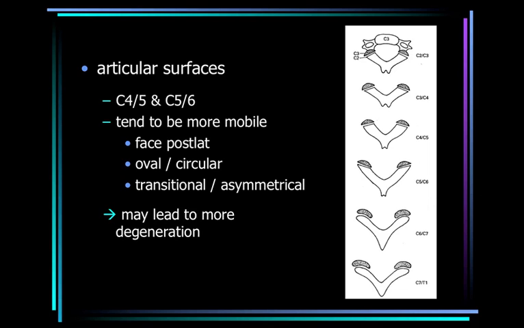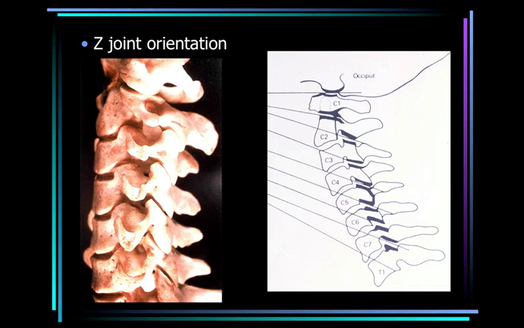As well as being different in shape, the articular surfaces are also slightly variable in their orientation. C4-5 and C5-6 tend to be generally more mobile because they face more posterolateral. They tend to be oval or circular, and also in this area there's quite a bit of transitional or asymmetrical changes in the facets themselves, and this tends to lead toward more degenerative changes in this region of the spine.